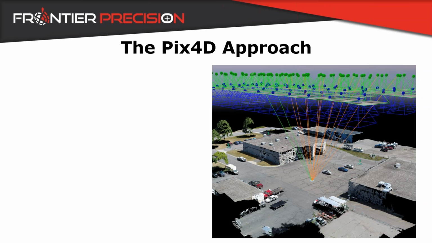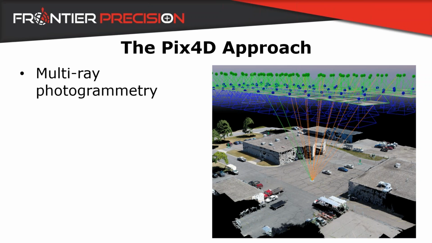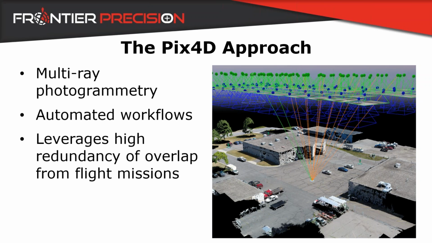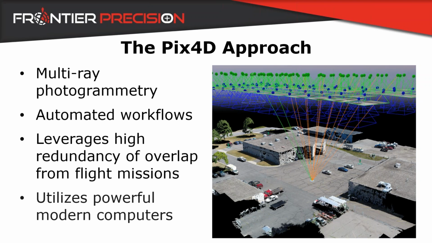So if we look at how Pix4D accomplishes this, we use something called multi-ray photogrammetry, and basically through some automated workflows, we can extract what we call automatic tie points. The reason we can do that with a lot of images is we can leverage redundancy, maybe from high overlap of several images in our flight missions, and also we can utilize the more powerful modern computing capabilities that we have today.